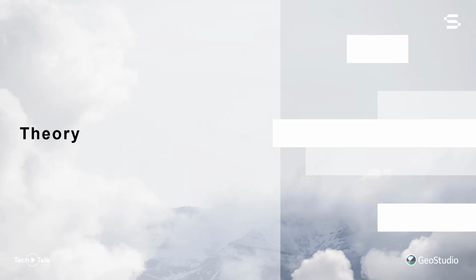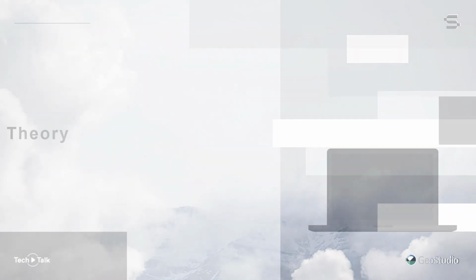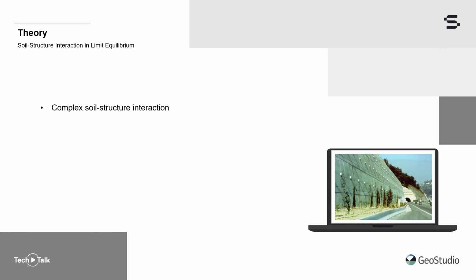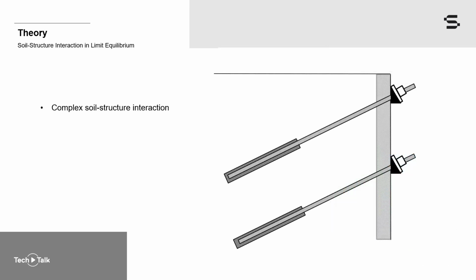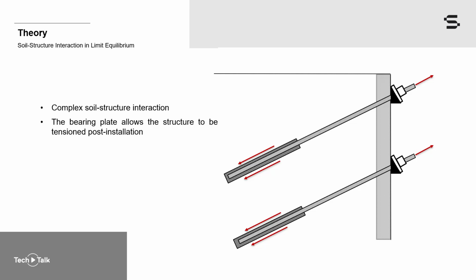Let's get started with a discussion on the theory. Any geotechnical system with reinforcement constitutes a soil structure interaction problem. Consider the anchor-supported excavation shown here. The load that is transferred into the structure depends on movement in the soil or rock or a post-installation tensioning of the system. The anchor has a free length and a bonded length. Tensioning of the anchor post-installation causes shearing at the interface between the bonded length and the soil or rock.